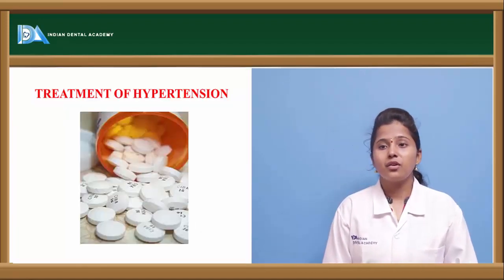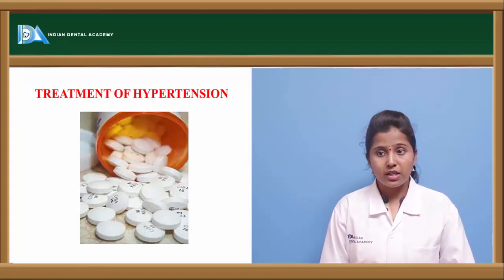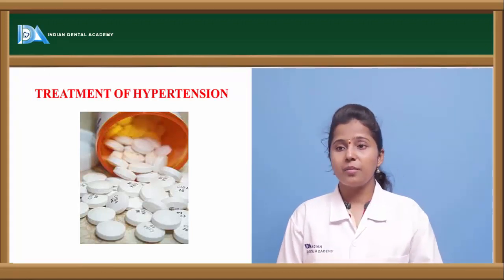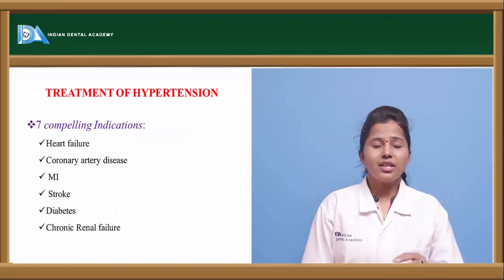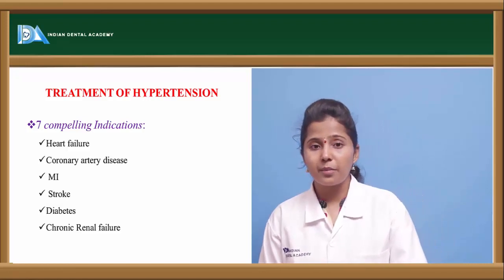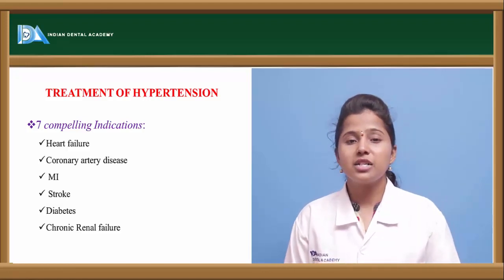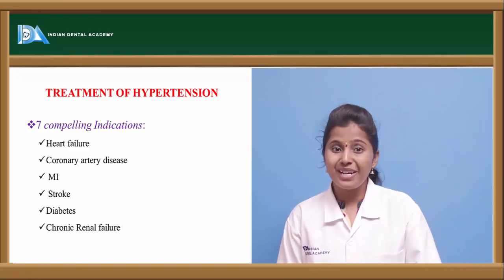Let us see the treatment of hypertension. We saw the class of drugs which are used in the treatment of hypertension. Let us see how these drugs are used in the treatment of hypertension. What are the main indications while we are treating hypertension? If a person is suffering from hypertension, what are the conditions or implications or indications we have to observe or take care of?